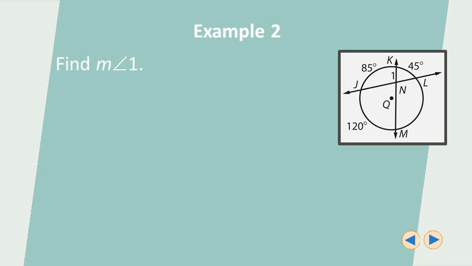Well, if I add up the other three arcs, arc KL, arc KJ, arc JM, using the arc addition postulate, they're all next to each other. If I subtract all that from 360, I'm going to get the value of LM, and then I would average that with KJ, and that's going to give me the value of angle 1.